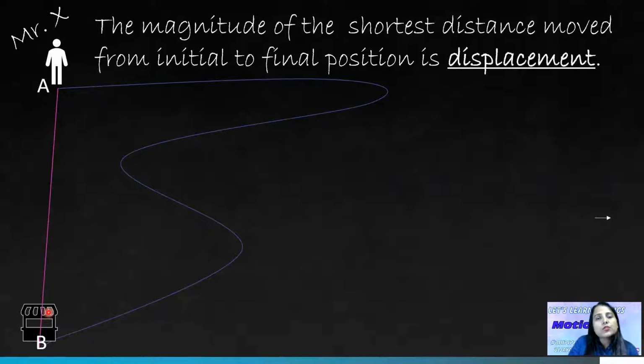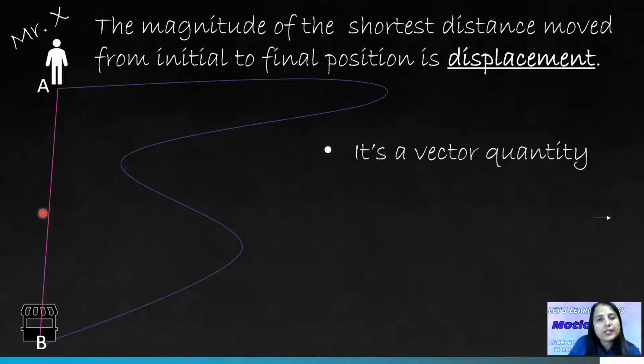Okay, so the magnitude of the shortest distance moved from initial to final position is displacement. And remember, displacement is always along a particular direction. So here the displacement will be towards this shop. So you not only have to write or mention the magnitude, we always have to mention the direction. It will be a vector quantity because it has magnitude as well as direction. If a quantity has magnitude as well as direction, it is always taken as a vector.